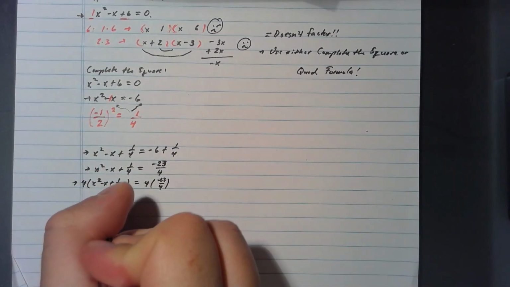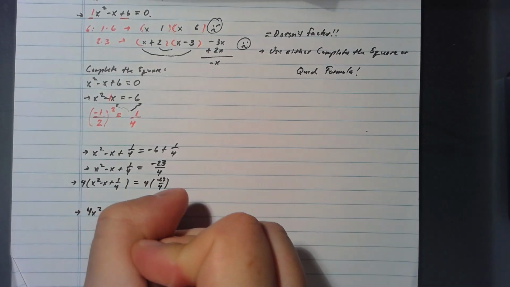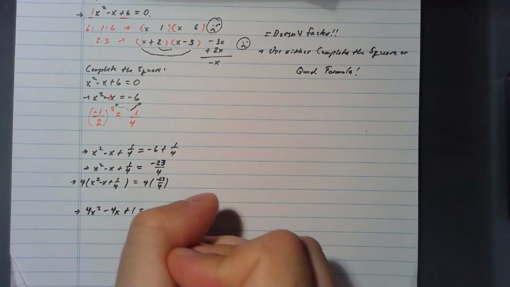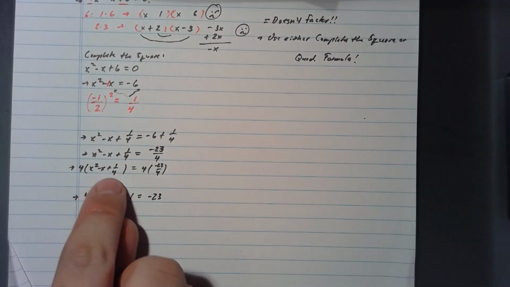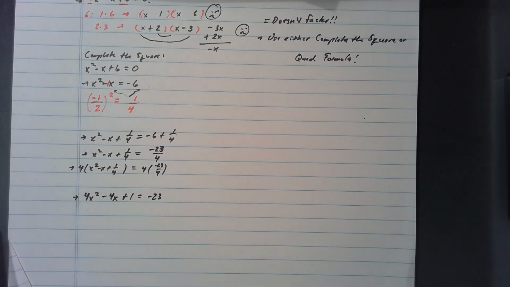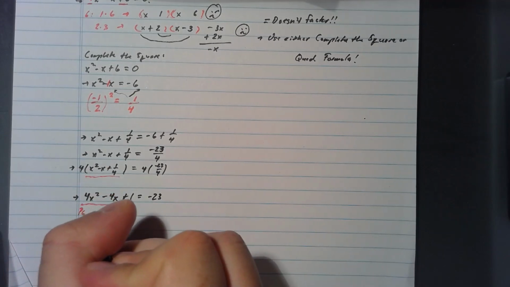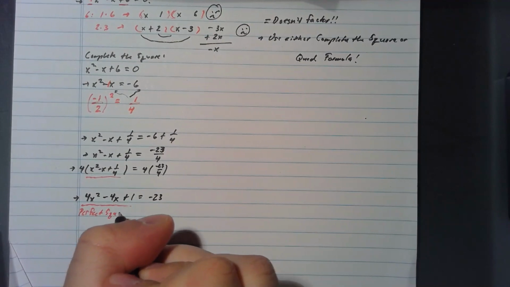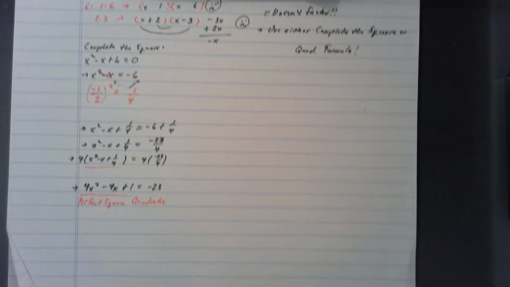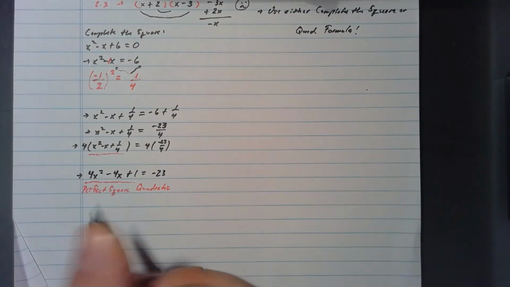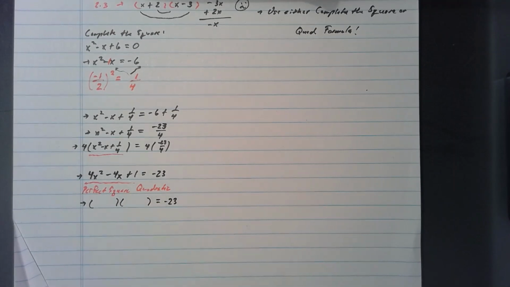So when I do that, I get 4x squared minus 4x plus 1 equals negative 23. I don't have to do that, but it's better to work with nicer numbers than fractions. Now, again, this is still a perfect square quadratic, just like this one was. Remember, when we did completing the square, this becomes a perfect square quadratic, which means when this does factor, the factors are going to be identical.